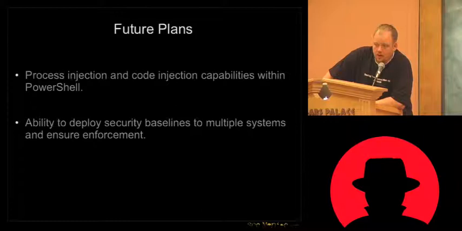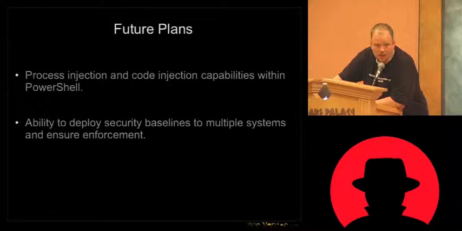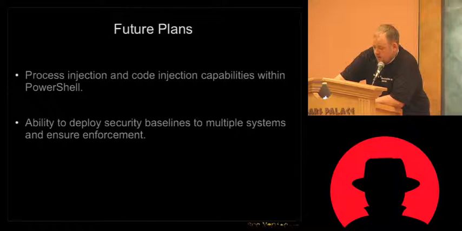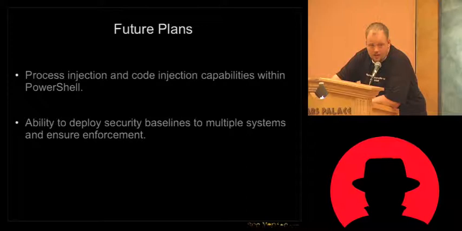I mean, you can do automation of minimum security baselines, deploying them throughout your entire organization, automated, and doing continuous monitoring of it. It's really, really powerful. And in the new version, you can actually do remoting capabilities. The future plans are basically to do process injection and code injection capabilities within PowerShell, so injecting into existing processes and being able to manipulate and cross over to other processes, and then the ability to deploy security baselines to multiple systems and ensure enforcement as a countermeasure.